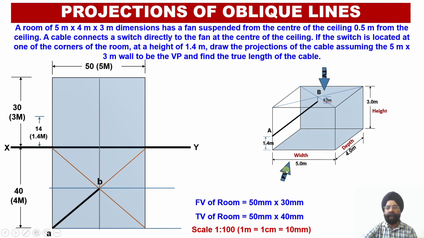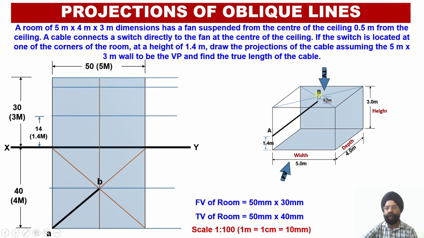Now when we look at this particular room from the front side, we see that this cable which is joining this switch with this fan, so point A will be located in this corner, 1.4 meter above the floor or the ground. So we have marked this distance of 1.4 meter above the floor. We draw a horizontal locus line over here, and this is the location of our point small a dash.